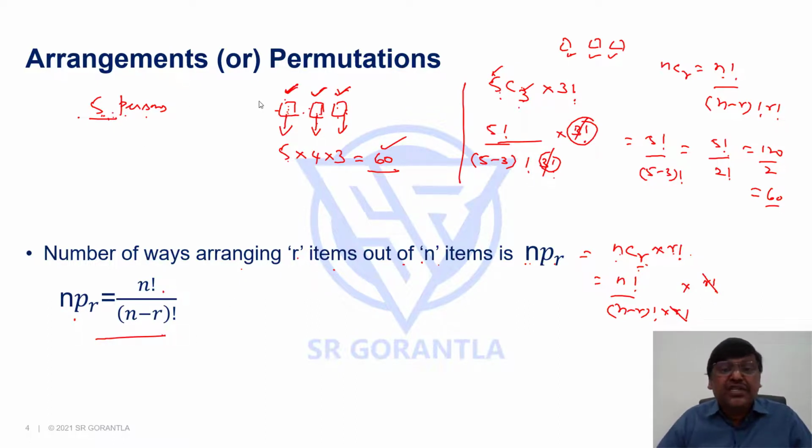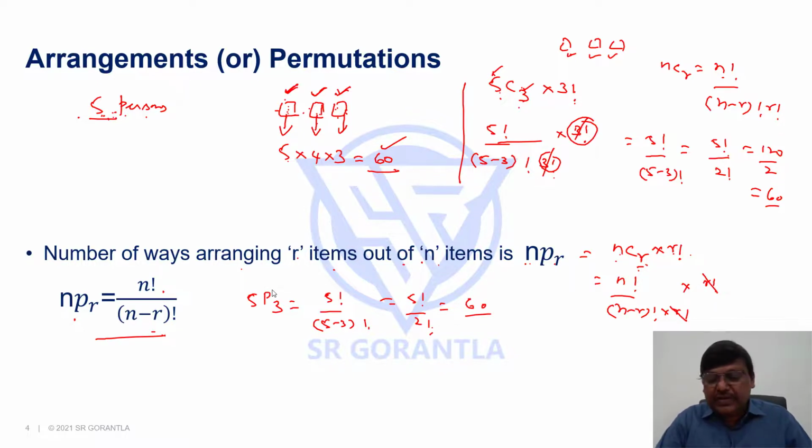So arranging 3 persons out of 5 persons will be 5P3. We can directly say, instead of writing all this, 5P3 is 5 factorial by (5 minus 3) factorial, which is 5 factorial by 2 factorial, which is 120 by 2, 60.